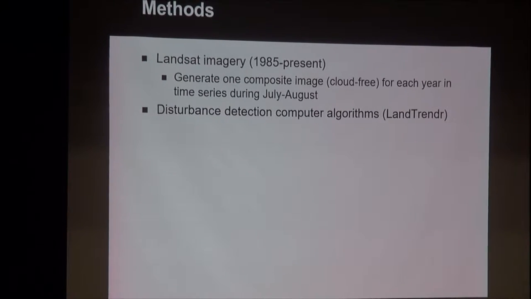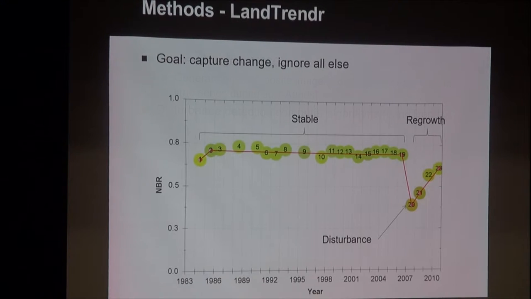After we've assembled all of these images in this time series and created all the composite images, we use a set of disturbance detection computer algorithms, collectively known as LandTrendr. This was developed by a group out at Oregon State University. This algorithm aims to capture change and ignore all the other variables, all the other noise that we see from year to year. And this is an example.